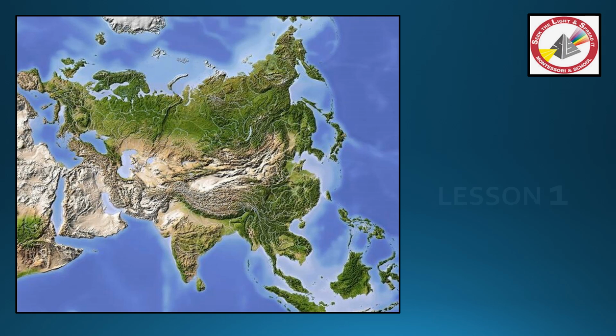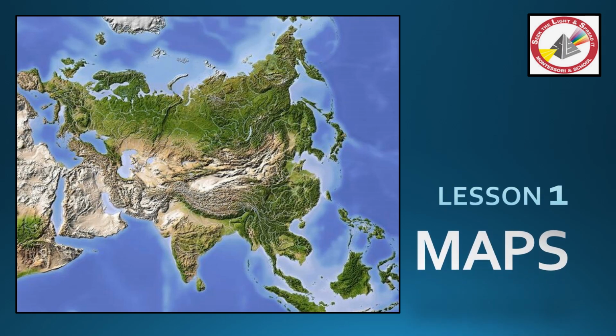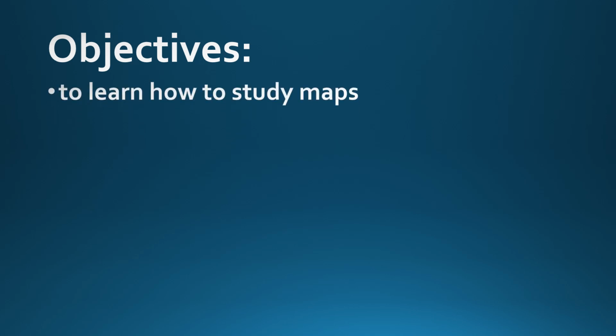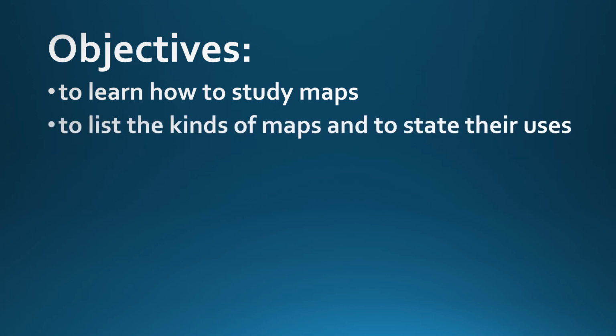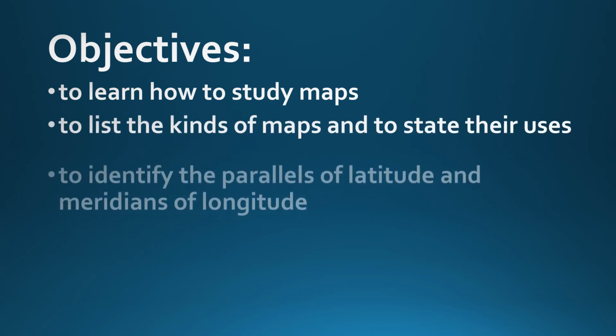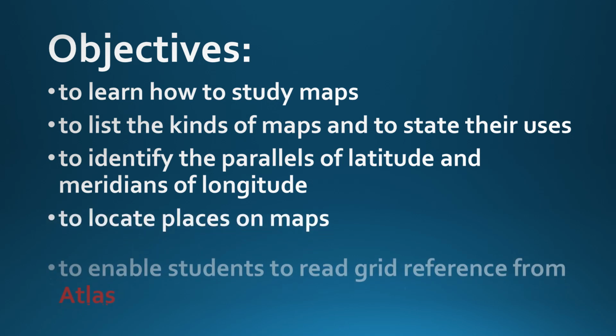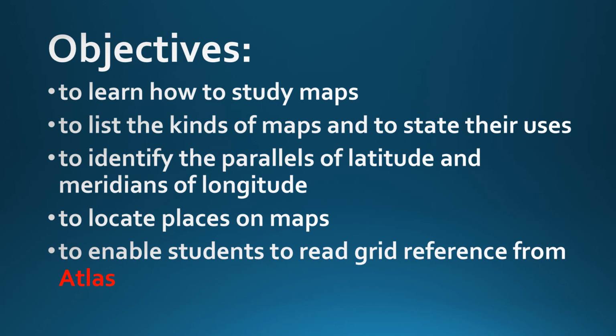In this video, we are going to learn about maps, that is lesson number 1 of your book. Let's first discuss the objectives of this lesson. The first objective of this lesson is to learn how to study maps, to list the kinds of maps and to state their uses, to identify the parallels of latitude and meridians of longitude, to locate places on maps. And the last one is to enable students to read grid reference from atlas.